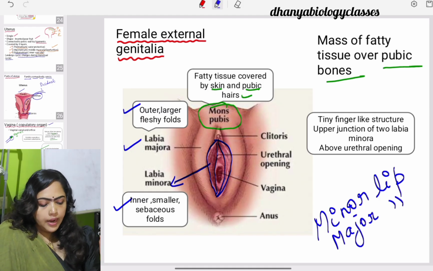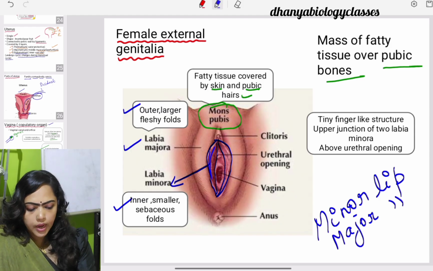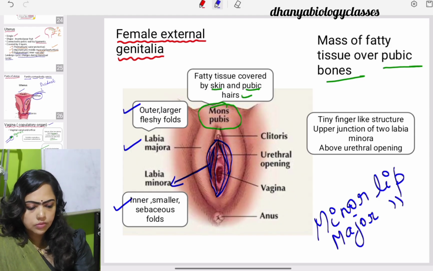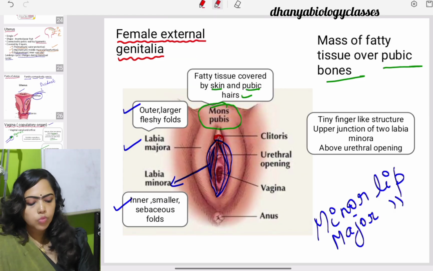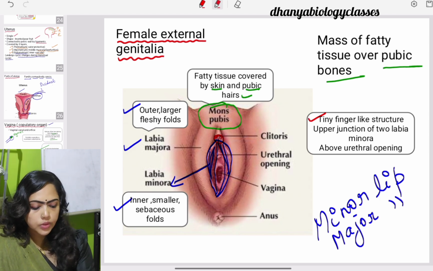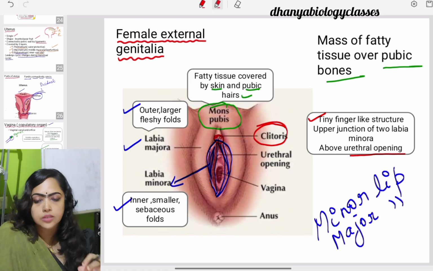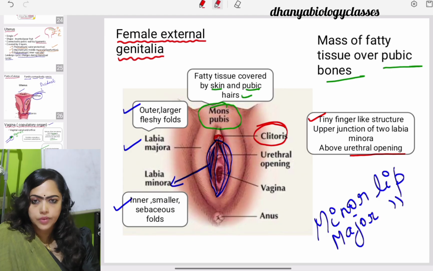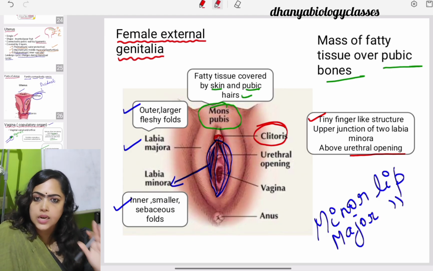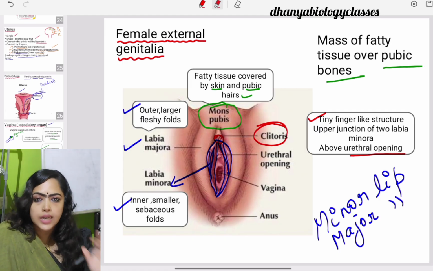Okay. And then at the upper junction, see, this is the labia minora, right? So this is the upper junction of the right and left labia minora. What is present? A tiny finger-shaped structure. It is present, and this is called as what? Clitoris, and it is above the urethral opening. Okay, and since this clitoris carries a large number of sensory nerve endings, it is an easily stimulated area, and that is why the clitoris is homologous to the male glans penis. Okay, so clitoris is homologous to which structure in males? Glans penis.